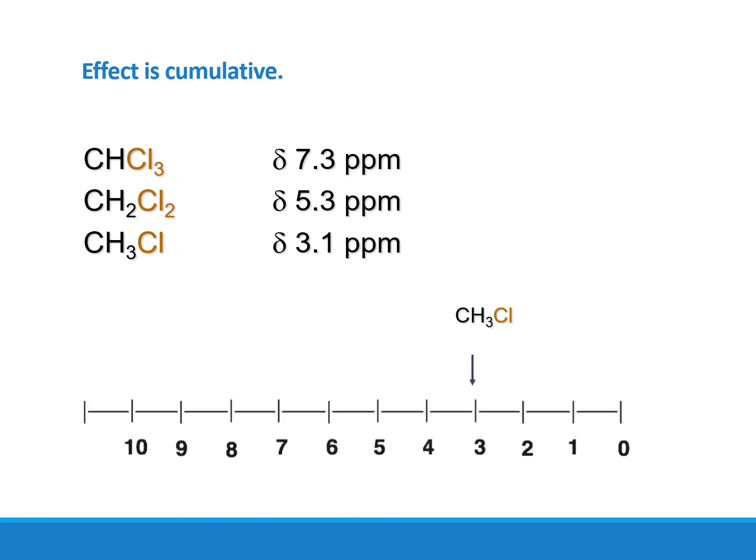This electronegativity effect is cumulative, which means the more electronegative elements we have in that organic structure, the more deshielded it will be and the higher the chemical shift it will have. So for methyl chloride, the chemical shift will be 3.1 parts per million, whereas for trichloromethane, the chemical shift will be highly deshielded and appear to the left side, above 7.